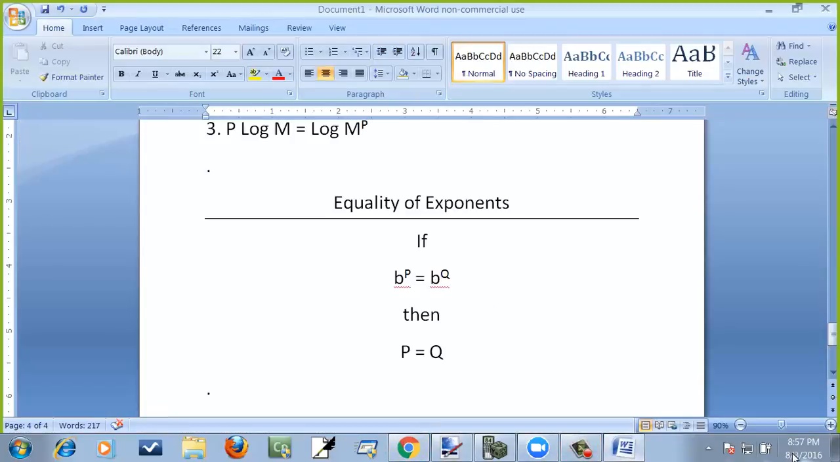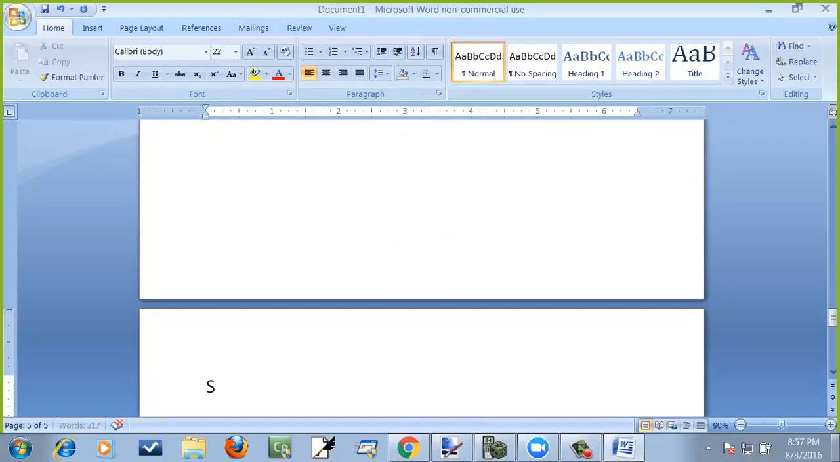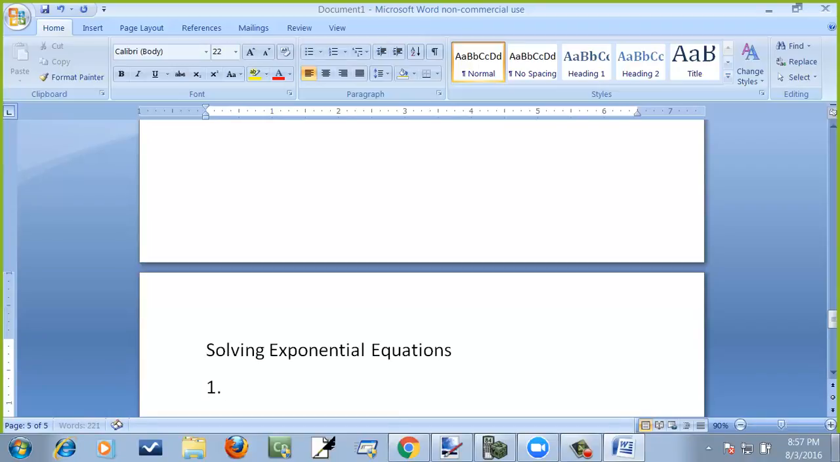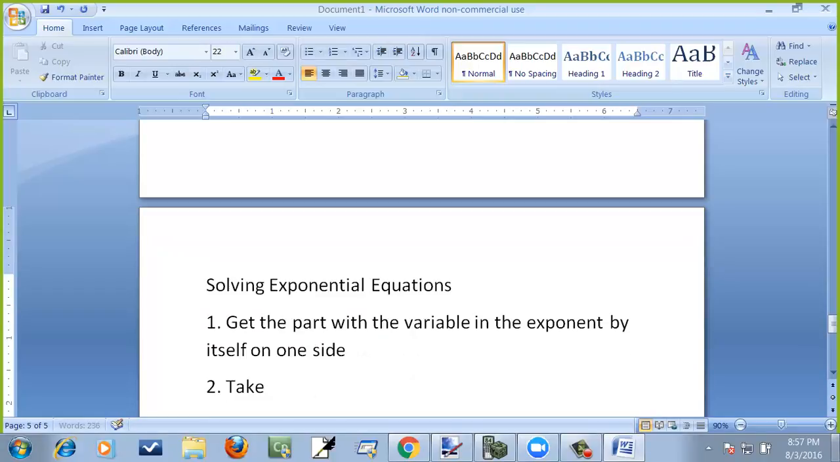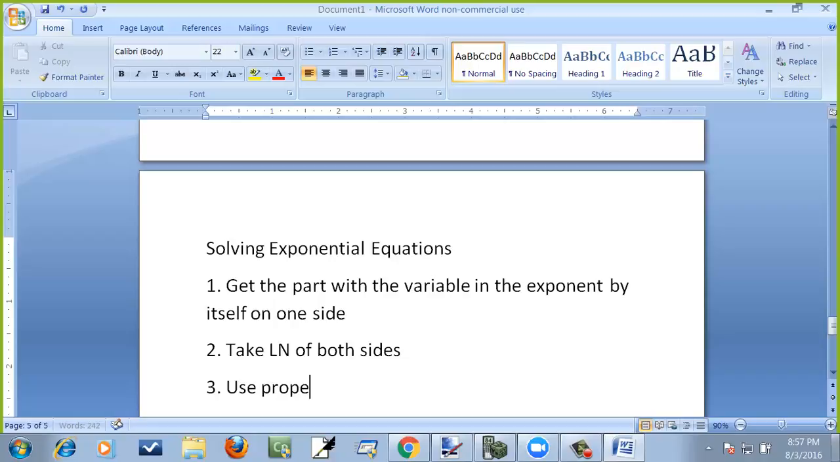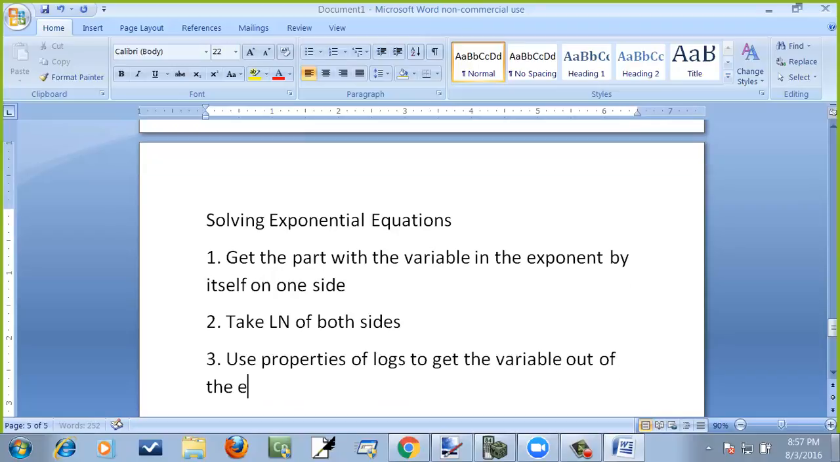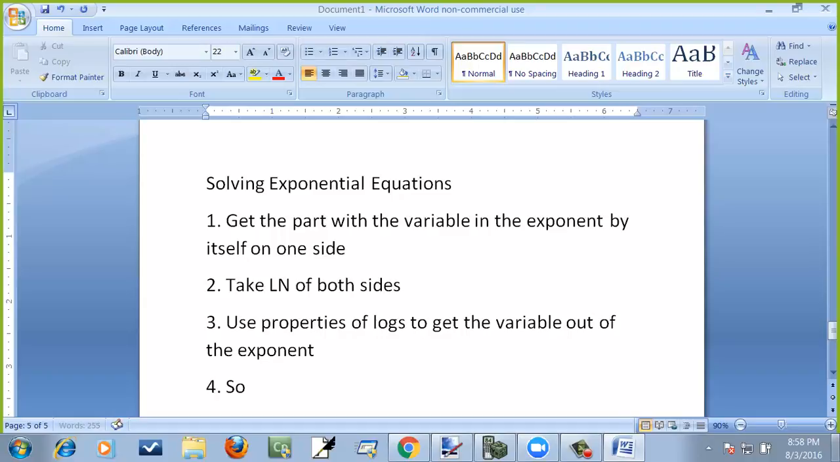We got another technique for solving exponential equations. And let me put that here. Solving exponential equations. Our first step is to get the part with the variable in the exponent by itself on one side. Step 2 is to take ln to both sides, natural log. Step 3, use properties of logs to get the variable out of the exponent. Step 4 is solve for x.